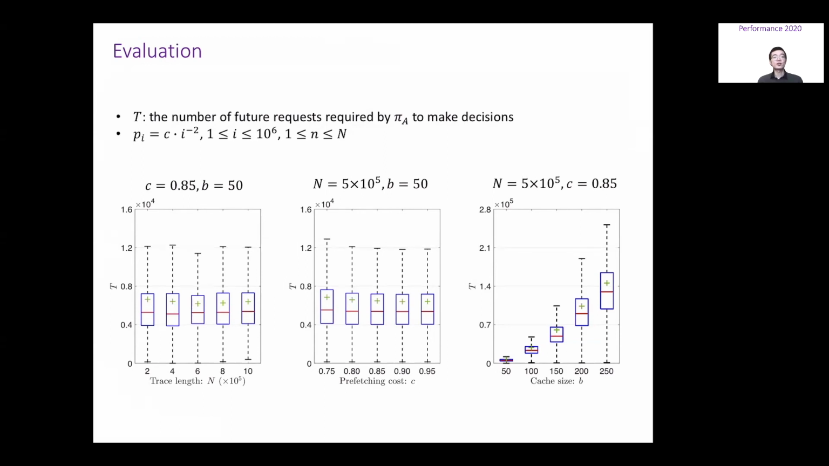In the first figure, we can see that T will not scale with the trace length, which verifies that we only need limited information to make decisions. A similar phenomenon can be observed in the second figure. But in the third figure, we can see that T will increase with the cache size. In practice, if the cache size is fixed, but the requests keep arriving, our approximation policy will only need a limited amount of information to make decisions, because T will not scale with the trace length.